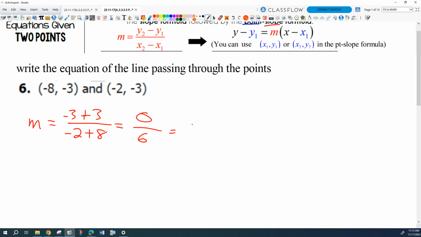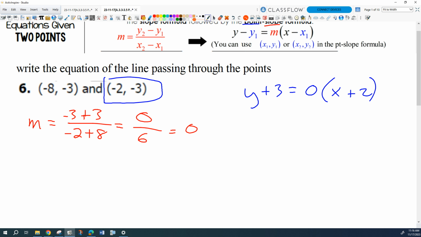0. Okay, so when we plug stuff then into the point slope formula, which point do you want to use? Probably this one because it's got slightly smaller coordinates. Might as well, right? What are we going to get then? We're going to get y minus what? -3. So y plus 3 equals m, which is 0 times x plus 2. But we don't even really care because 0 times anything is what? 0. Okay, so we get y plus 3 equals 0.